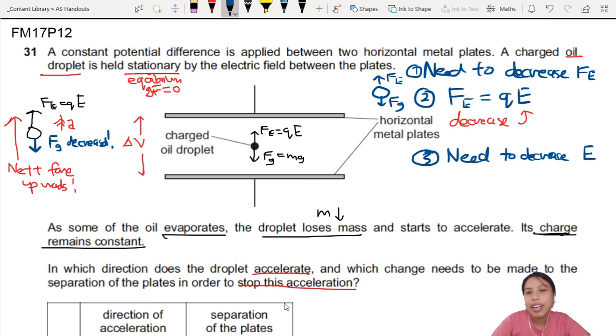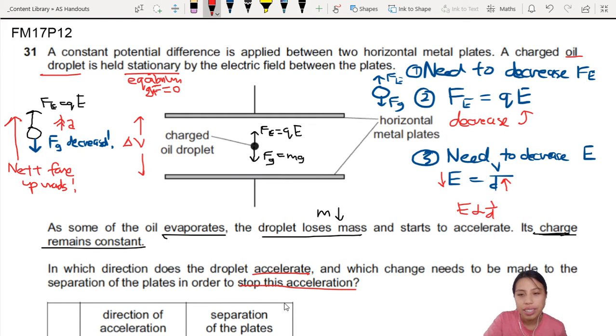Separation of the plates. Okay, so E depends on potential difference and D. There are two ways we can decrease E now. We want to decrease E, means we either decrease V, but that's not a choice. So we cannot decrease V. So we can change D. If you want to decrease E, you have to increase D, because D is at the bottom, so it's an inverse relationship. Let's rewrite here: E is proportional to 1 over D. So if this one decreases, this one has to increase. So we need to increase the separation of the plates to make the electric field weaker.